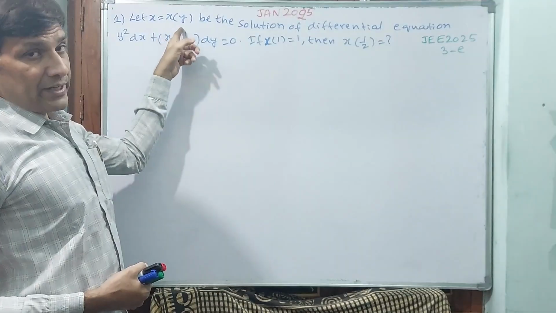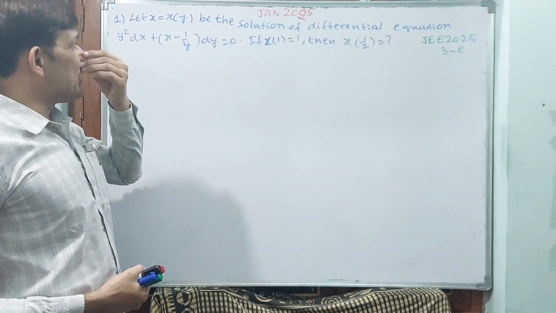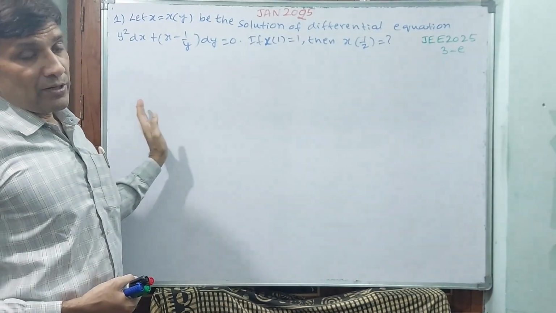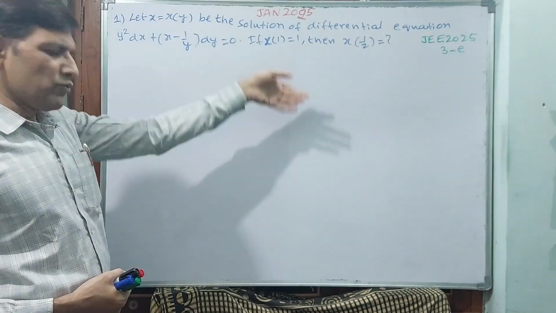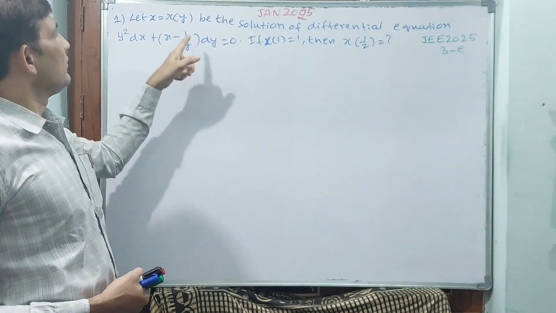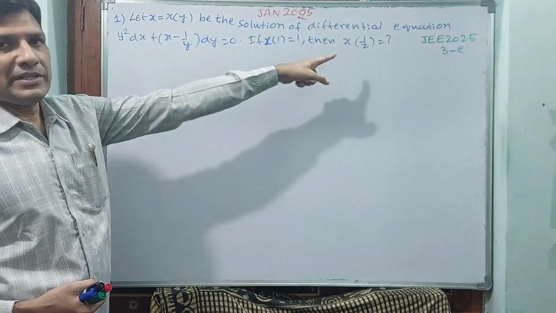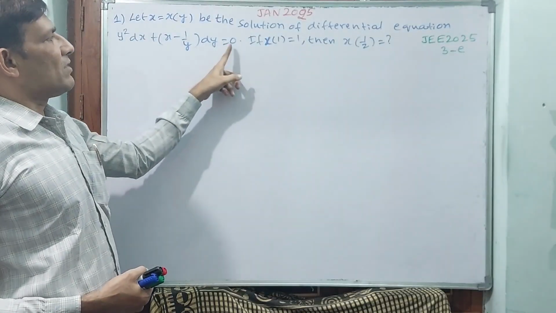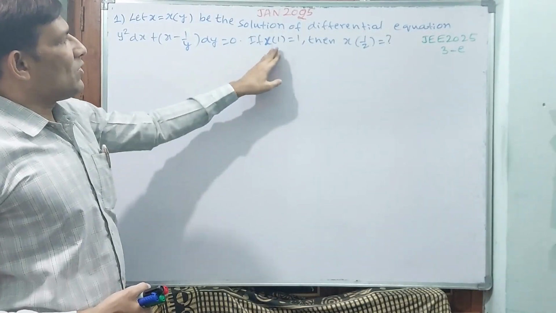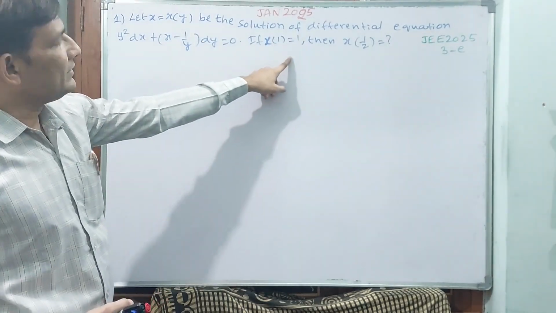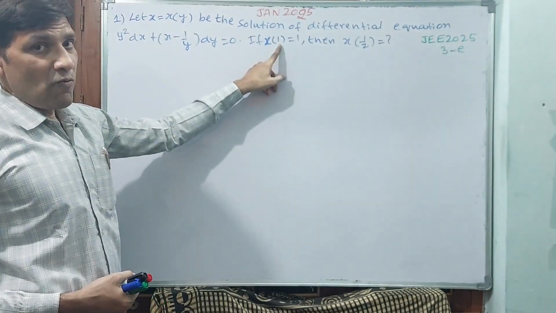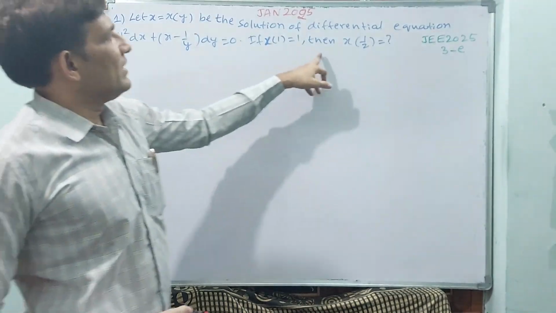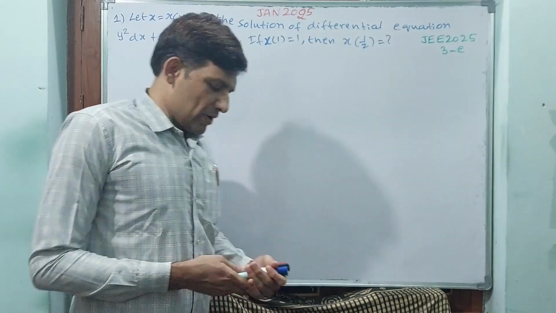Let x equal x of y. That means here we have to do the differential equation in terms of x. Earlier we were doing it in terms of y, but now we have to do it in terms of y. Be the solution of the differential equation y square dx plus (x minus 1 by y) dy equal to 0, if x of 1 is equal to 1. That means the input we are giving is y, and x is going to come 1, reversed. Then x of 1 by 2 is equal to how much?